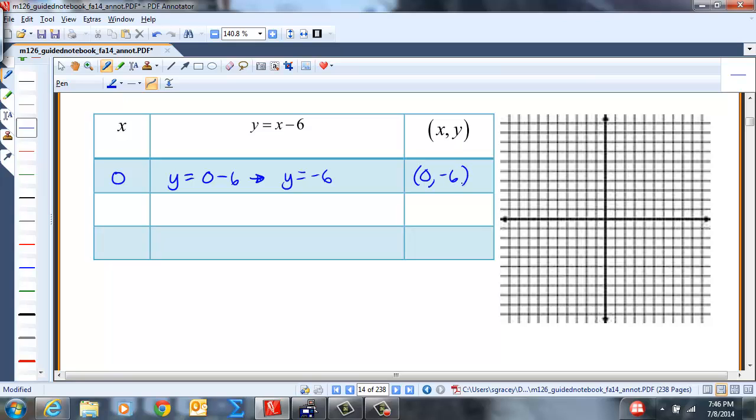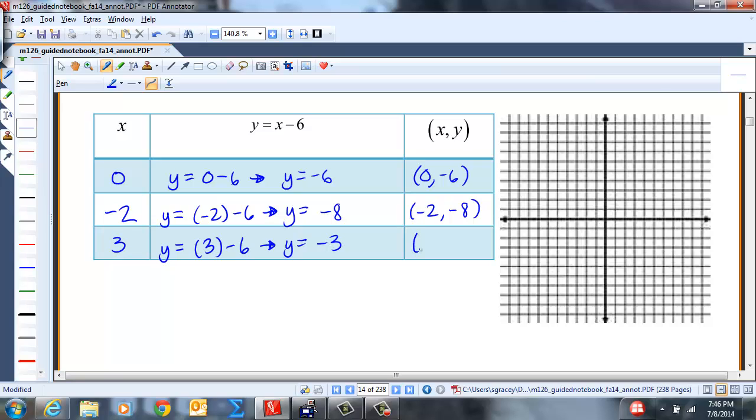And why don't we go ahead and try, you tell me. How about -2 and maybe +3, something like that? So if x is -2, we would get a result of y is -8. Good. So we'll have the ordered pair -2, -8. Plugging in 3 for x, we would get 3 minus 6. So we would end up getting y is equal to -3. So we would get the ordered pair 3, -3.